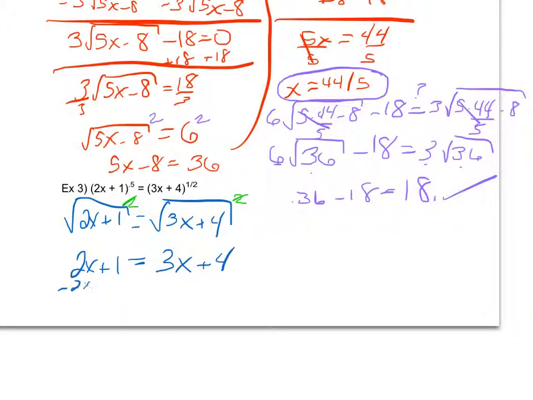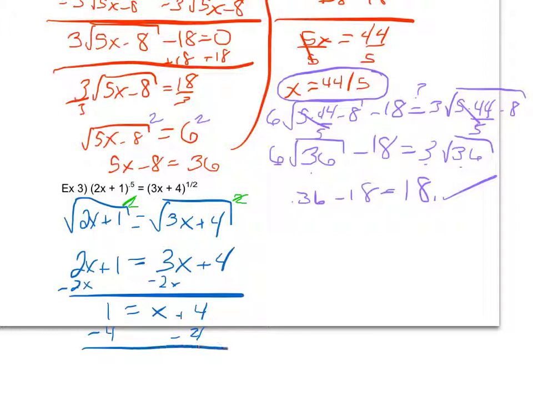I'm going to subtract 2x. And I get 1 equals, I can say 1x, but 1x is the same thing as just x, so x plus 4. I'll subtract the 4, and I get negative 3 equals x.